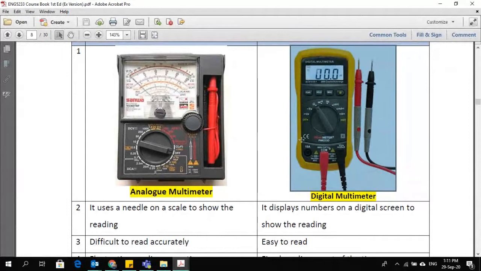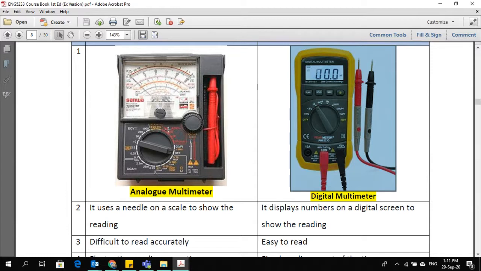Digital multimeter, you know that it shows the reading in a digital format, in the form of digits. Digits means the numbers. So you can see on the screen, and there is a selector switch from where you select different parameters, and the two leads which you use for connections on a point in the circuit where you want to measure the current, voltage, or resistance.